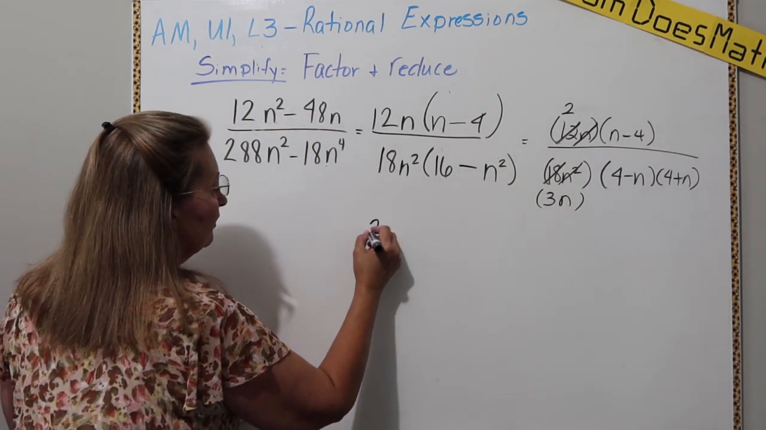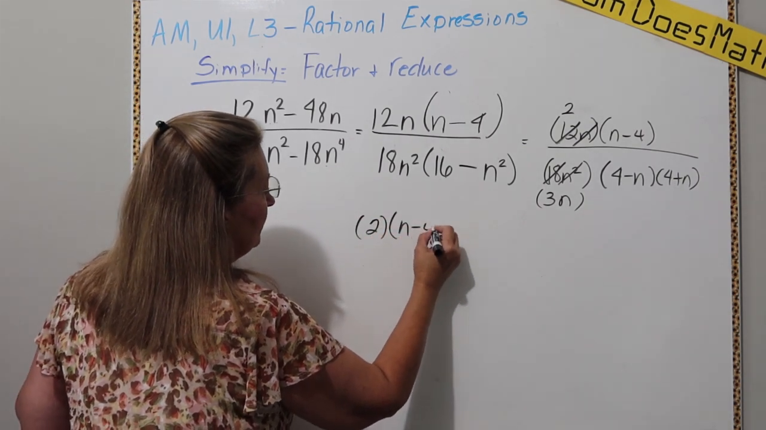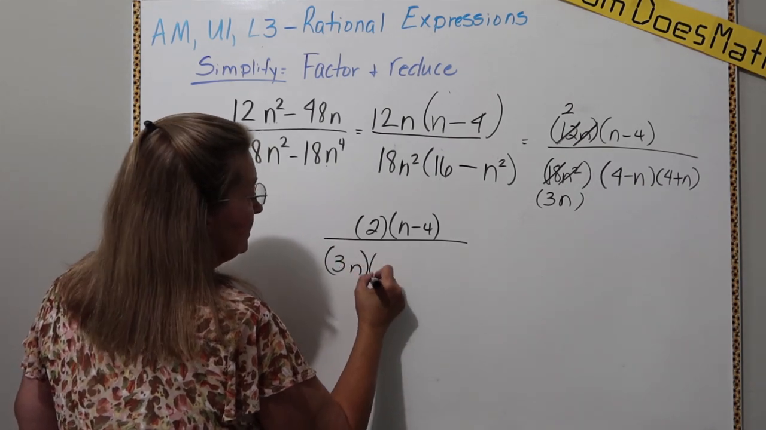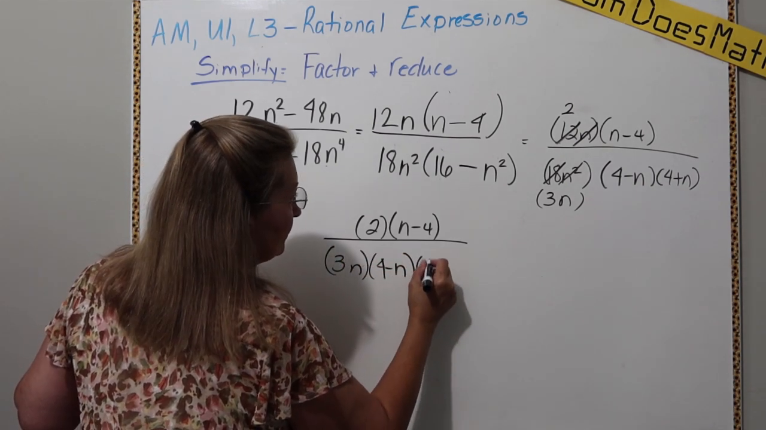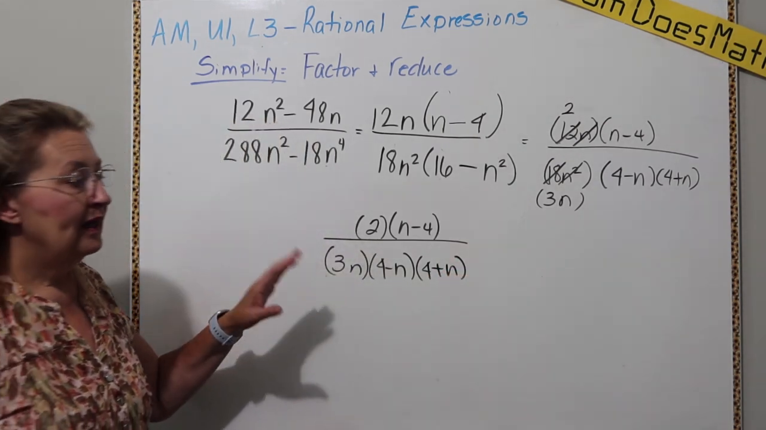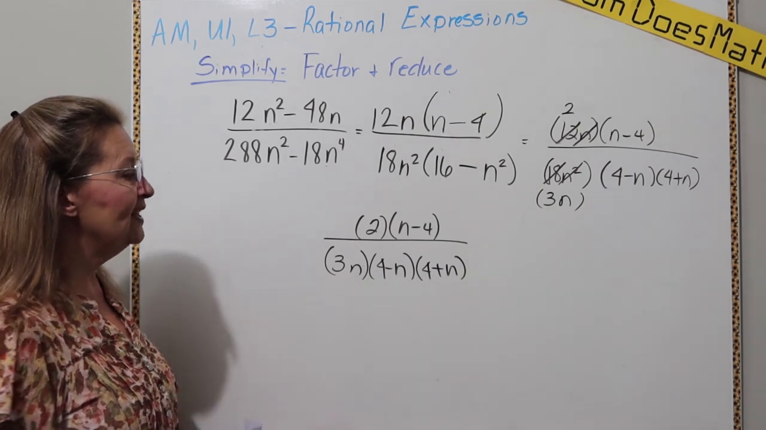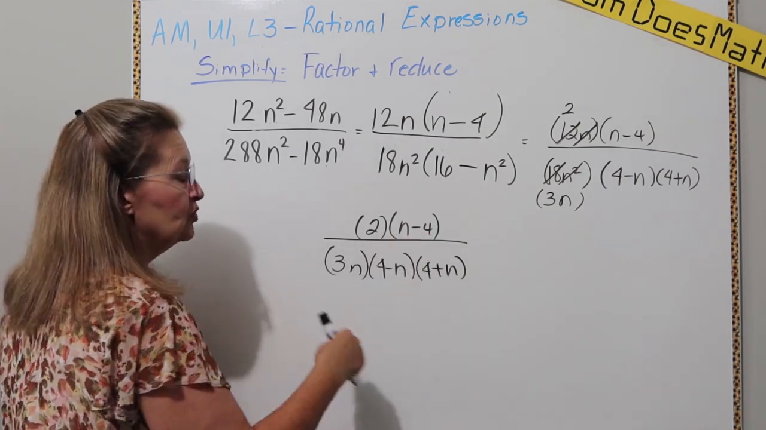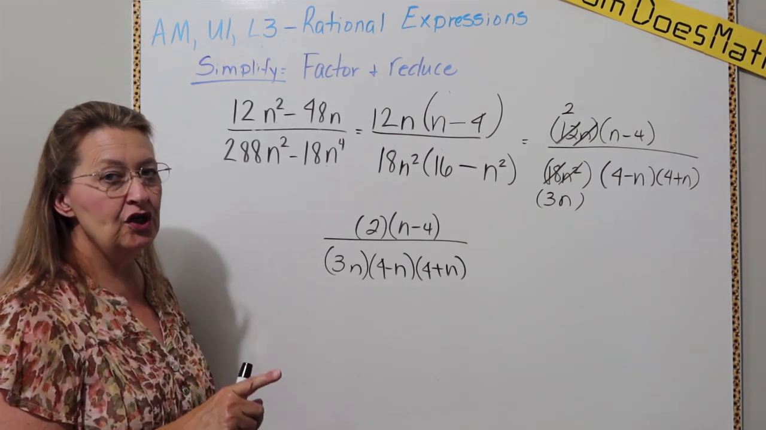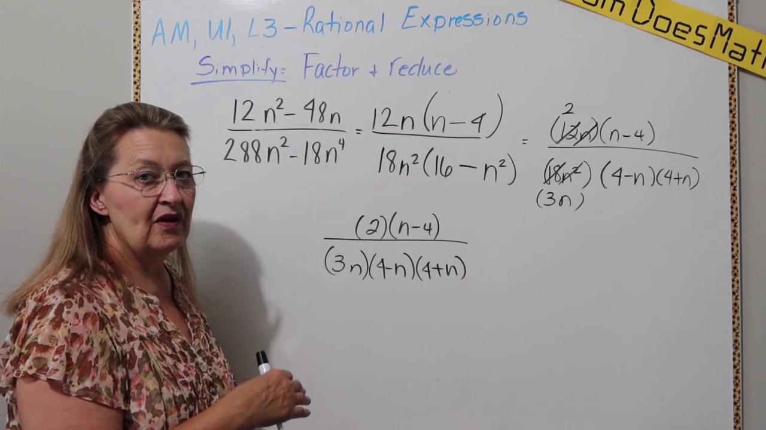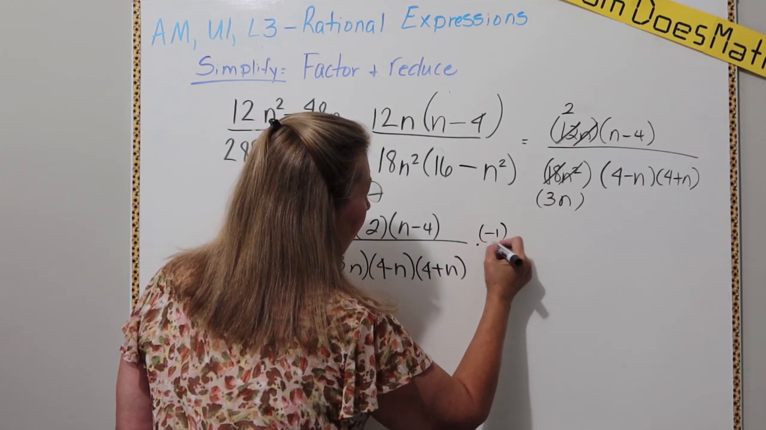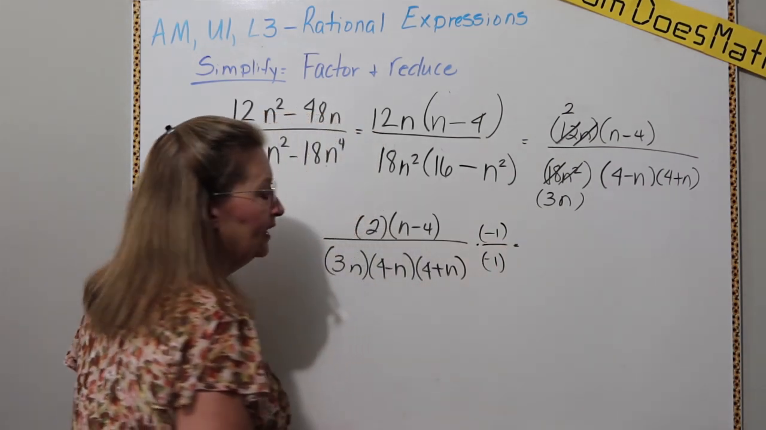So let me come down here and clean this up. I have 2 times n minus 4 left in my numerator, and I have 3n times 4 minus n times 4 plus n. Now when we were reviewing the basics, if you'll remember, I told you if you run into a case where you have the same numbers with a minus sign in between them, but they're in a different order, there is a technique you can use to convert those so that they'll match and you can cancel them. Do you remember what that was? You multiply both top and bottom by -1.